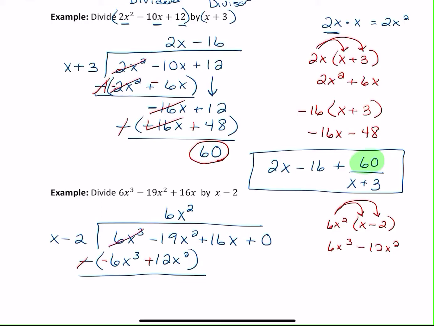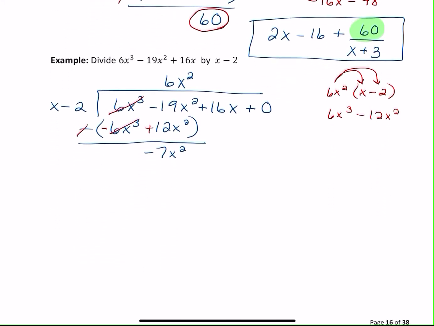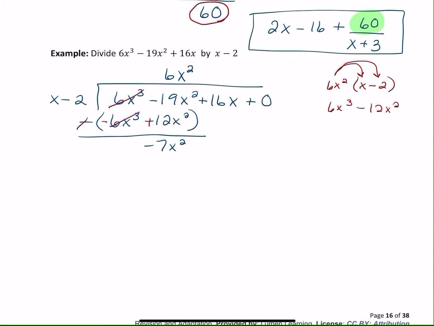So the 6x cubed minus 6x cubed will cancel out and leave me with negative 7x squared. And you really, really want to be careful with your signs here, because if you mess up one part, it messes up the whole problem. So be very careful with, I've got a negative 19x squared plus a 12x squared is going to give me a negative 7x squared. And then I bring down the next term, which is a positive 16x.